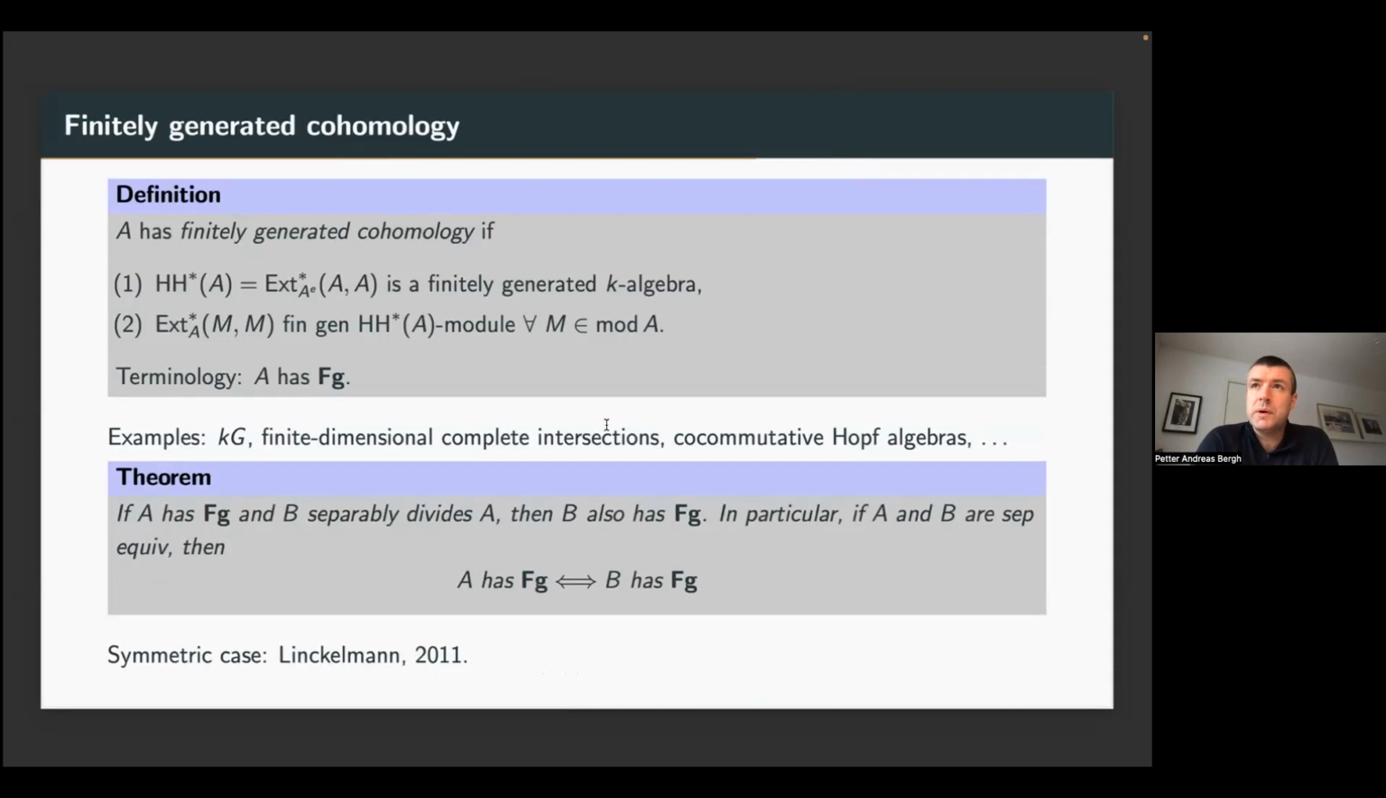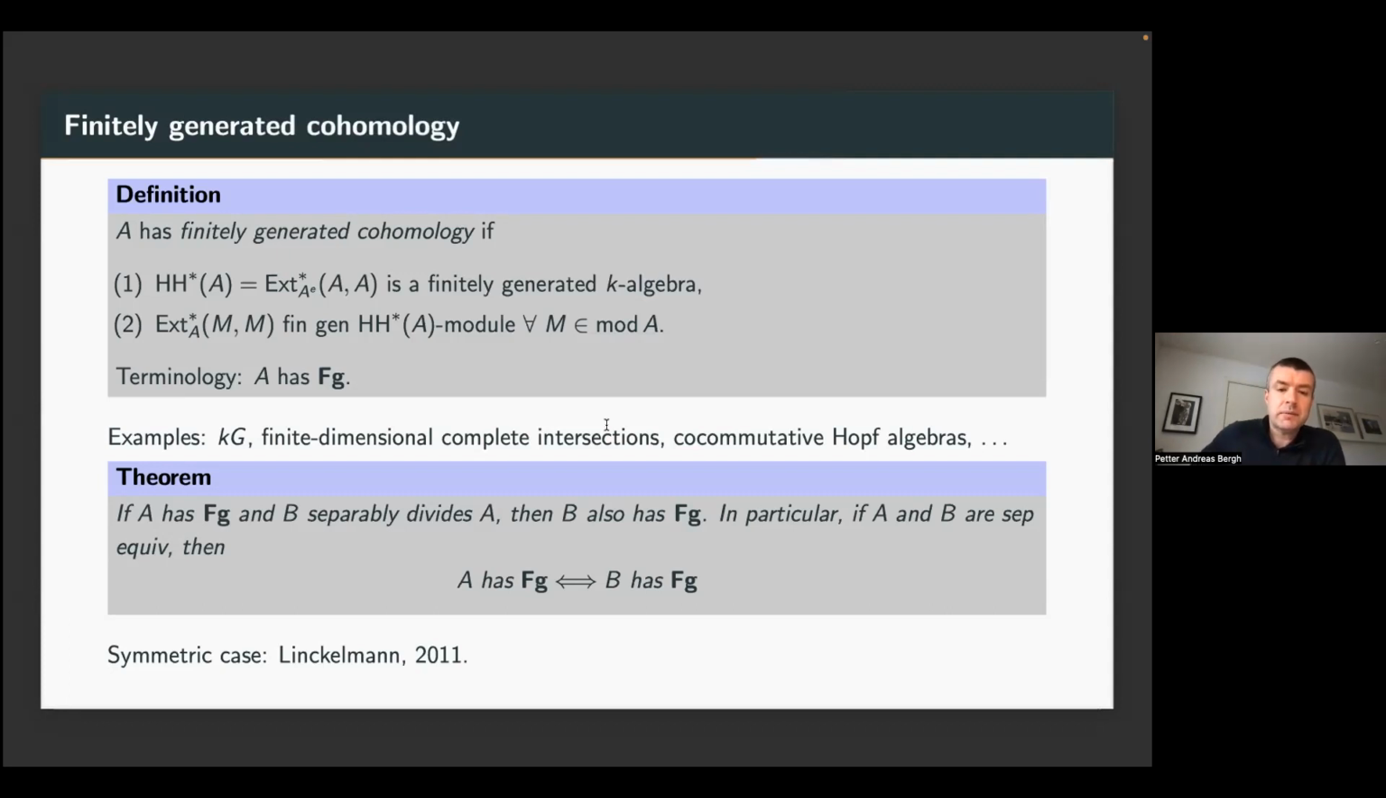So we want to relate the cohomology over such algebras. We say that an algebra has finitely generated cohomology if the Hochschild cohomology ring, which is the Ext algebra of the algebra as a bimodule, with the Yoneda product as multiplication, is a finitely generated k-algebra, so it's a Noetherian ring. And moreover, whenever you take a one-sided module, say a left module M, the Ext algebra of that module is finitely generated over the Hochschild cohomology ring.